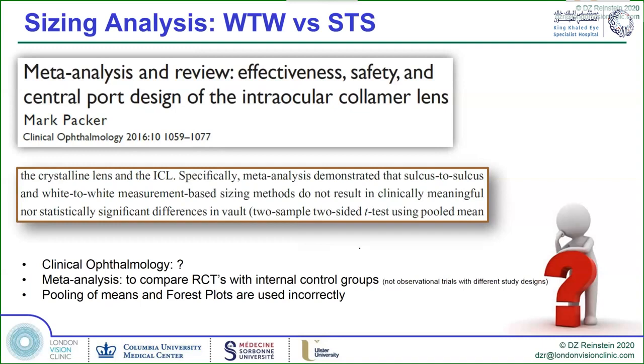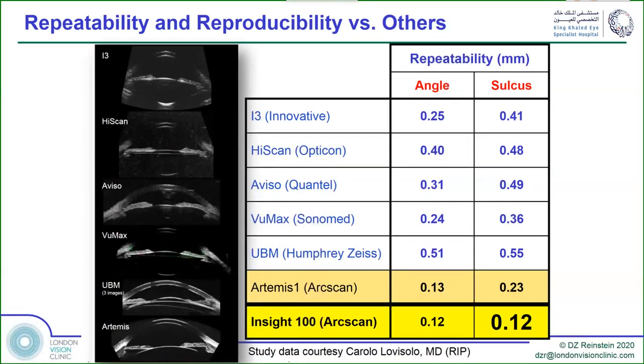And the conclusion it came to, if you just read the beginning and the end, is that white to white is just as good as sulcus to sulcus for lens sizing. Now, it's interesting that this would be published in 2016, which is not long ago, given the fact that there were so many heavy hitters around the world, the people who put the most of these lenses in, who are even on the circuit talking about these lenses, and they would all use ultrasound for sizing.